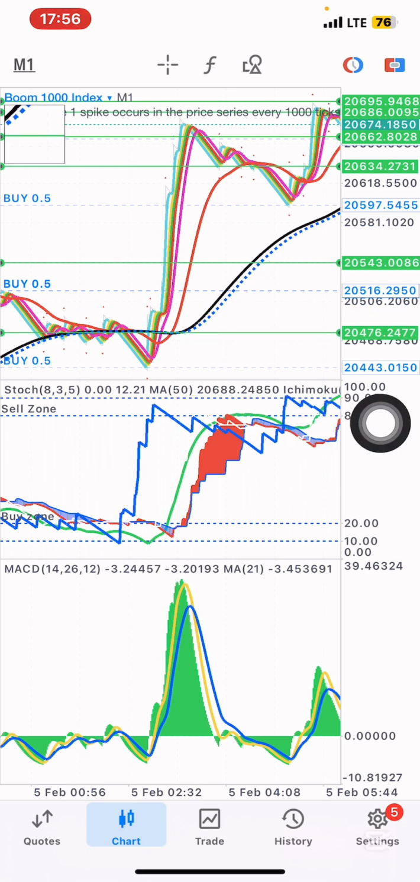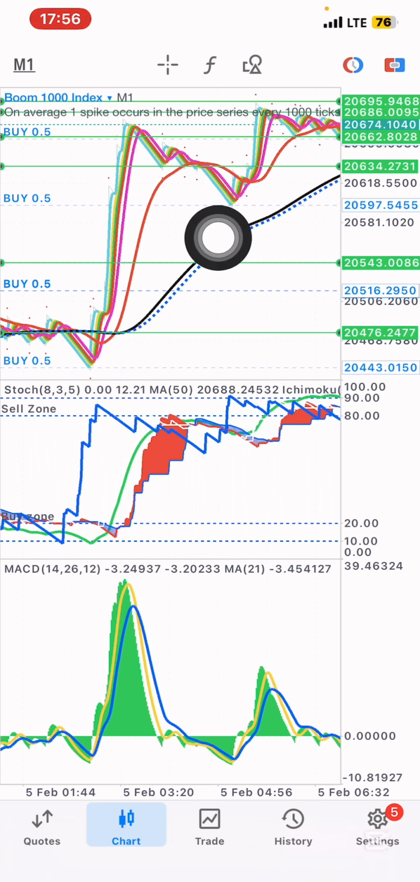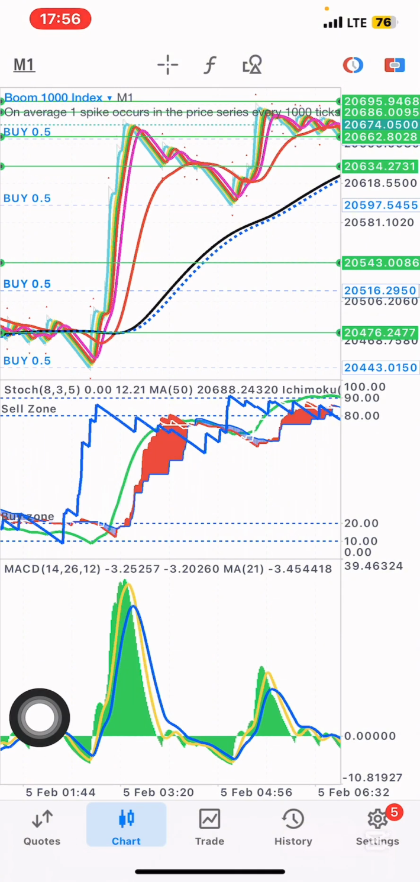You see, this market has been moving upward. Look at it. This range is almost 300 pips, catching spikes trading the Boom and Crash market.